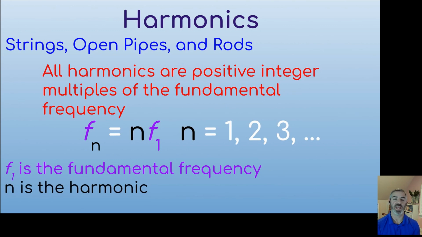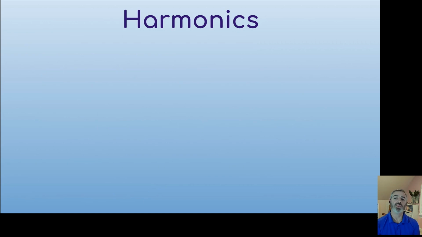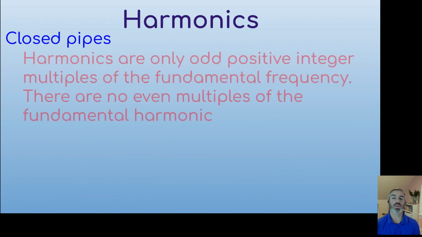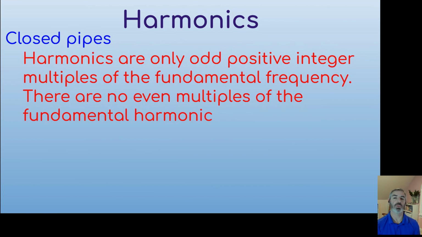So if we have the same length pipe or string and we want to play the next harmonic, that's going to be double the frequency. Then the third is triple the frequency, so on and so forth. So for closed pipes, the harmonics are only odd positive integer multiples of the fundamental frequency. There are no even multiples of the fundamental harmonic.